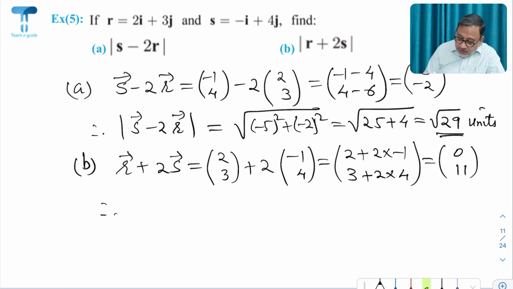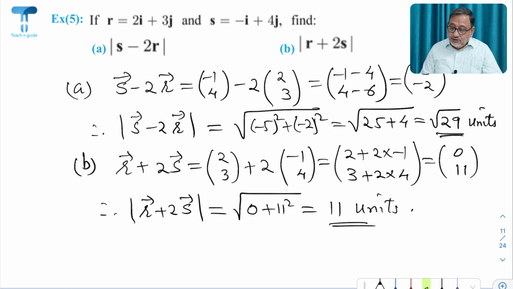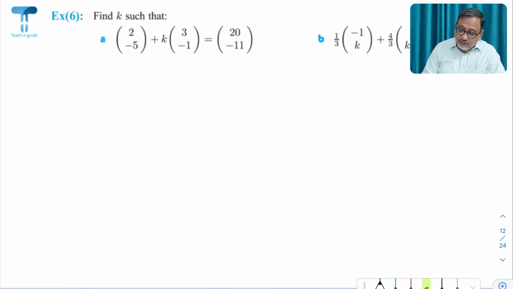So therefore, the magnitude of vector R plus 2 vector S will be the square root of 0 squared, which is 0, plus 11 squared, which is 121, so it will be 11 units, because there is only one component. Okay, so I hope you understood. Then here we have to find the value of k. I want to end this lesson soon, I think it is getting longer anyway.